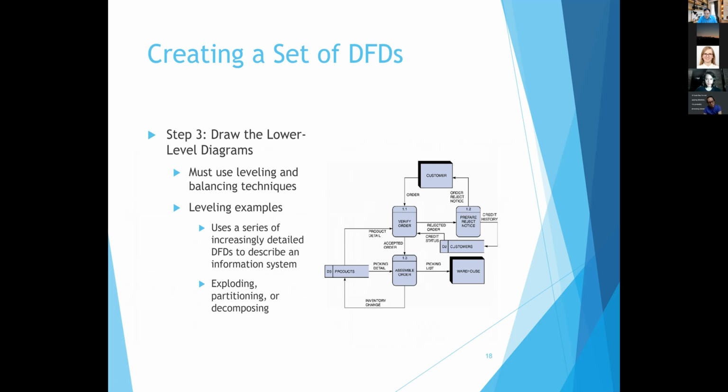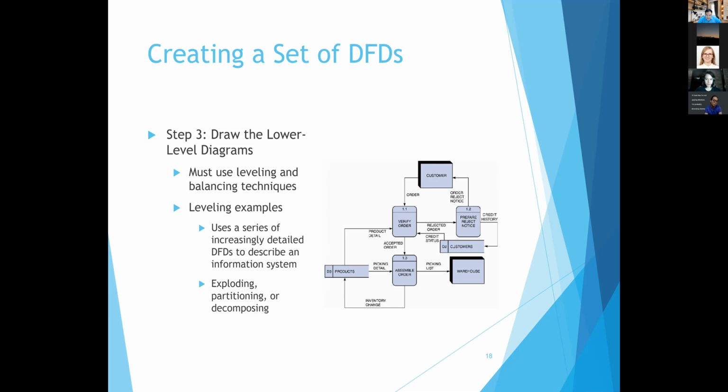Here you must use leveling and balancing techniques. How can we do that? Normally we use experience. When you read the process name, if you see that it shouldn't be on diagram 0, then you push it down into diagram 1. For example, if you say compare the work with the key, with the answer key, you can see that it's too detailed. If you put it in diagram 0, then you just level it down into a lower level.